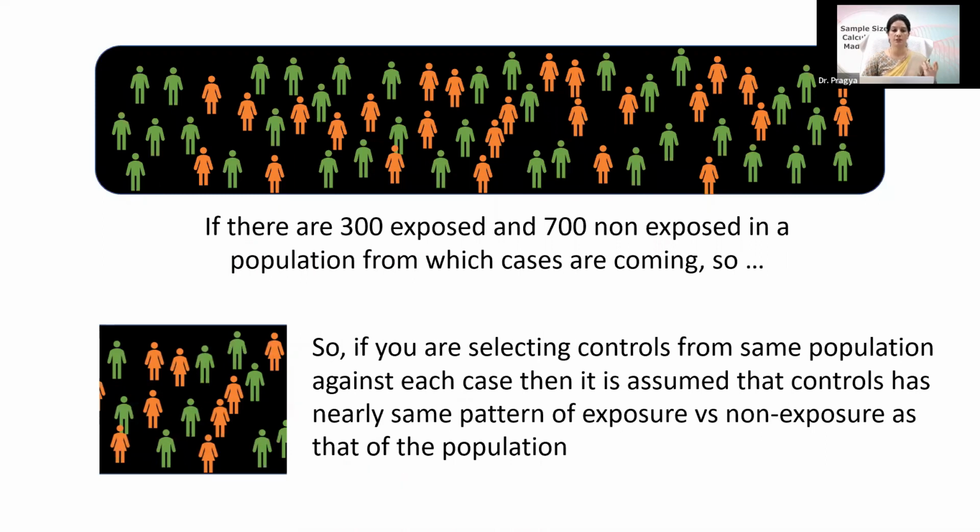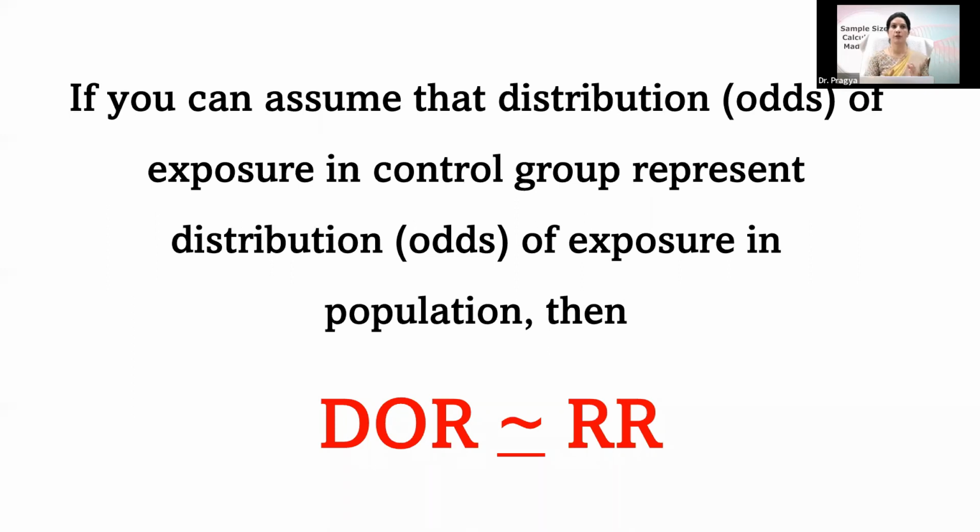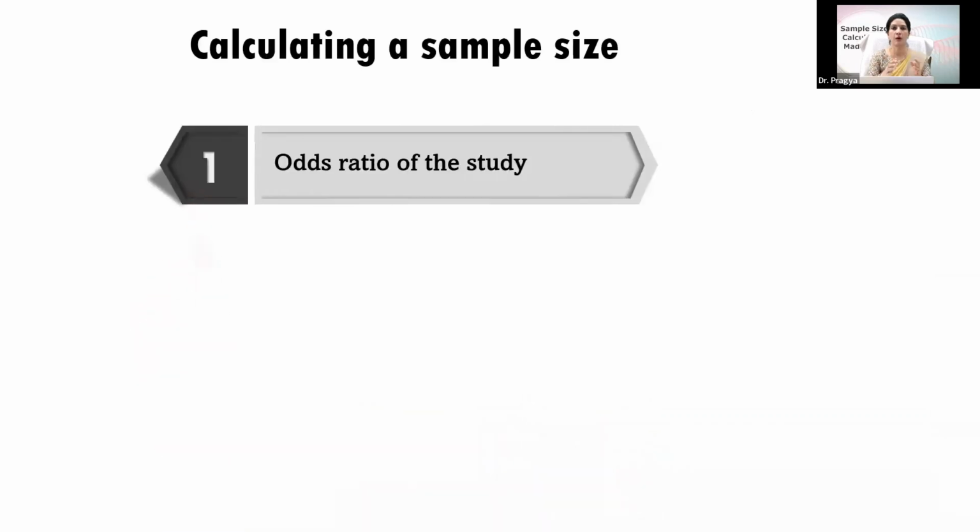Then it will give you the correct measure of association, and that odds ratio will be the correct odds ratio. So if you can assume that the distribution of exposure in the control group entirely represents the distribution of exposure in the population, in that case, the disease odds ratio and the relative risk will be nearly the same. So now, this was some basics of case control study.